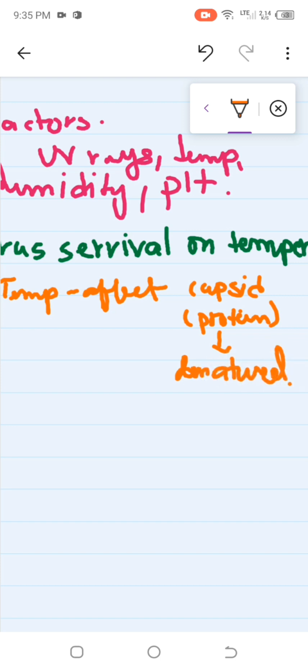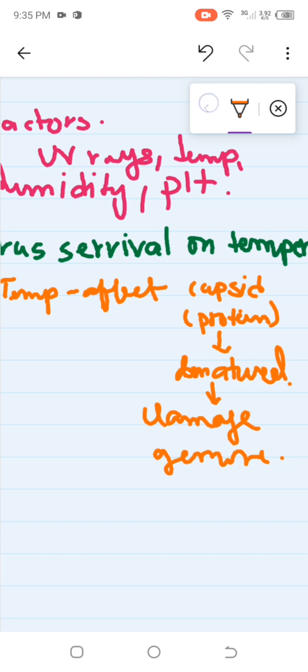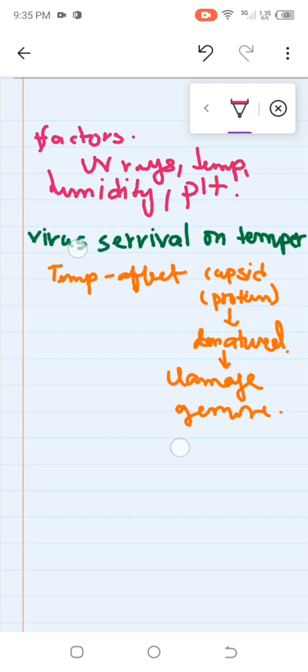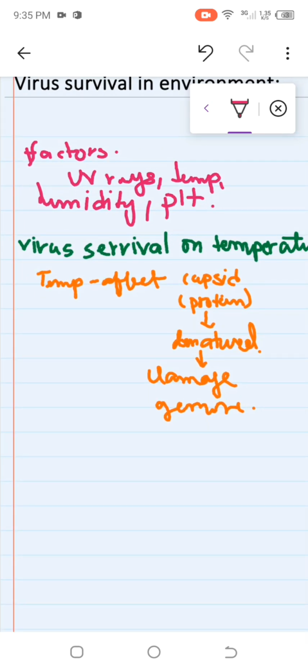And when the capsid is denatured, this simply damages what? This simply damages the genome or nucleic acid. Capsid denatured, we can say it damages the genome or nucleic acid. So this is how the virus is basically damaged. Now just remember this: the genome can be either RNA or DNA. So DNA viruses have more endurance than RNA viruses.